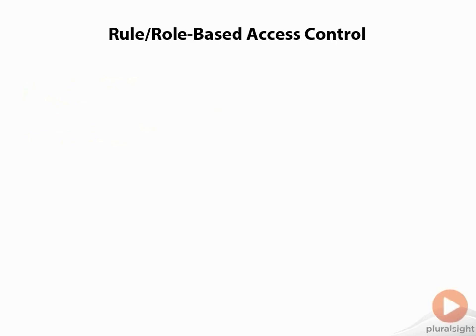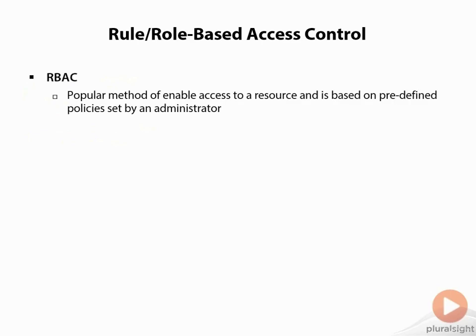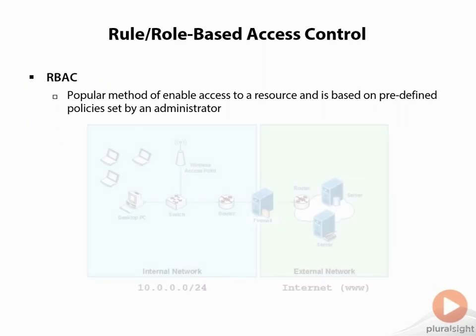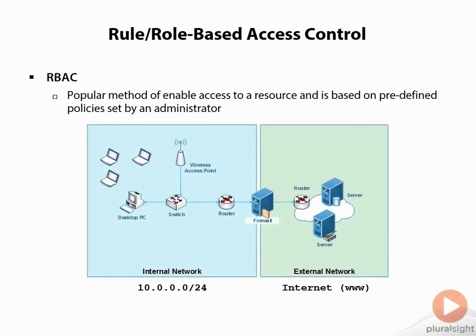So one way we're going to do that is by role-based access control, okay, RBAC. RBAC is a popular method that enables access to a resource, and it's based on a predefined policy set by an administrator. Okay, so what does that exactly mean? Well, in our network example, we can set up some policies and say, okay, whoever is the user at desktop PC, let's call that user CJ. CJ wants to go to the outside world. He wants to basically visit a website.